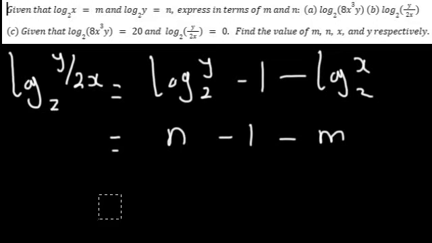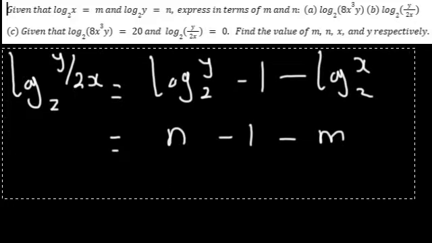Now what about the last one, which is part C? They said, given that log of 8x cubed y to the base of 2 is equal to 20, and log of y over 2x to the base of 2 is equal to 0, find the value of m, n, x, and y respectively. So let's begin. We are to solve for m, n, x, and y.